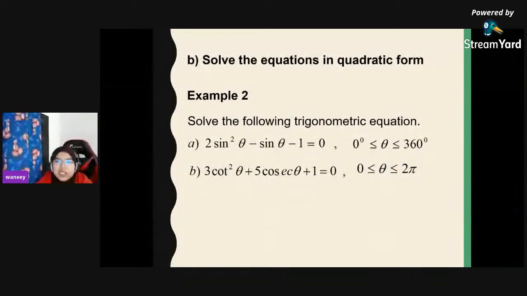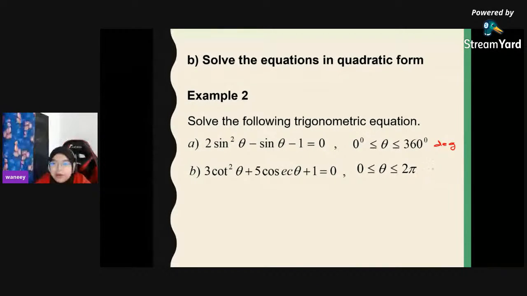Okay, so solve the equation in quadratic form. Okay, so we have 2 sine square theta minus sine theta minus 1 equal to 0, where theta is between 0 and 360. And another one is 3 cotangent square theta plus 5 cosecant theta plus 1 equal to 0, where theta is in between 0 and 2 pi. Okay, so do check what is the unit that we use. So for the first question, the mode of our calculator should be in degree. For the second question, you should change the mode to become radian.